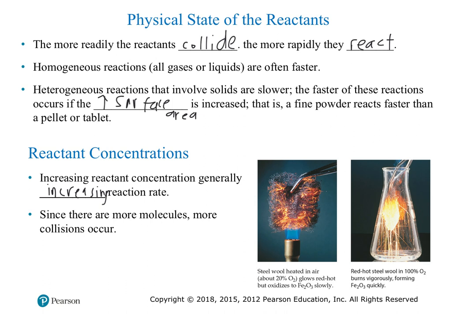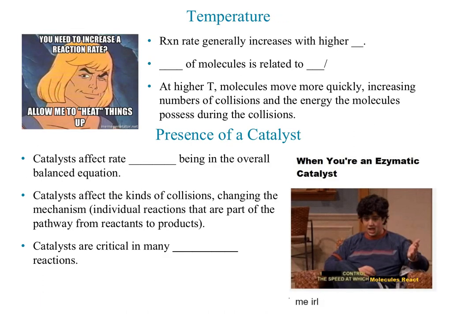Increasing the reactant concentration generally increases the reaction rate because there are more molecules, more reactants available, so there are more collisions that are likely to happen. In this image we see oxygen in the air is about 20%, so when we burn steel wool, which is iron, to get iron oxide, this happens a lot slower than when we have a flask that's purged with pure oxygen. That happens a lot faster.